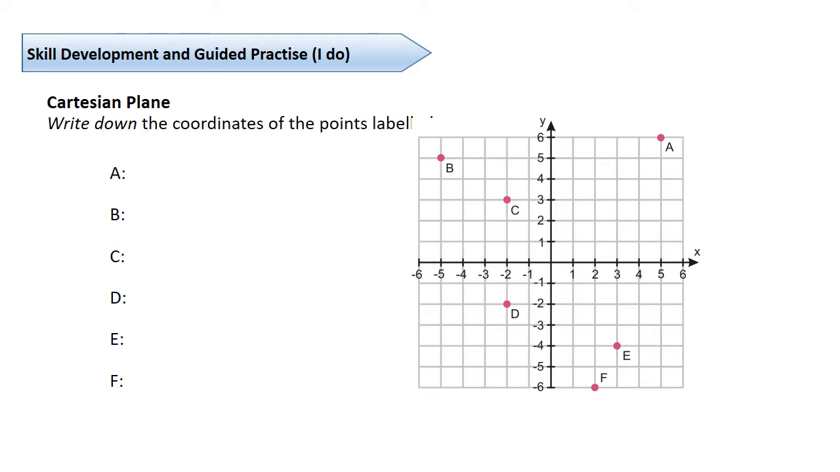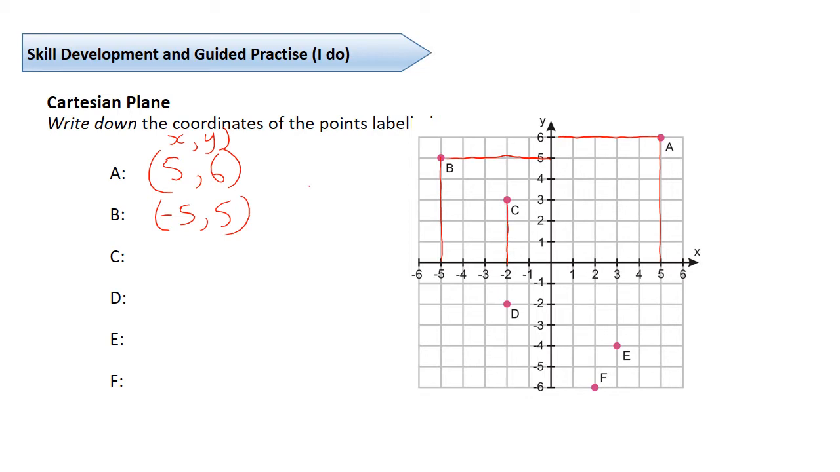So on this one here, we're going to have a go at writing down the coordinates of the points labelled. Now it's exactly the same as what we're doing on that graph with the underwater animals, but now we're using letters. So with A, just here, use our x-axis first, so 5, and then 6 on the y-axis. So 5, 6, that tells us our x and our y. For B, it's negative 5, and then 5 in the y.